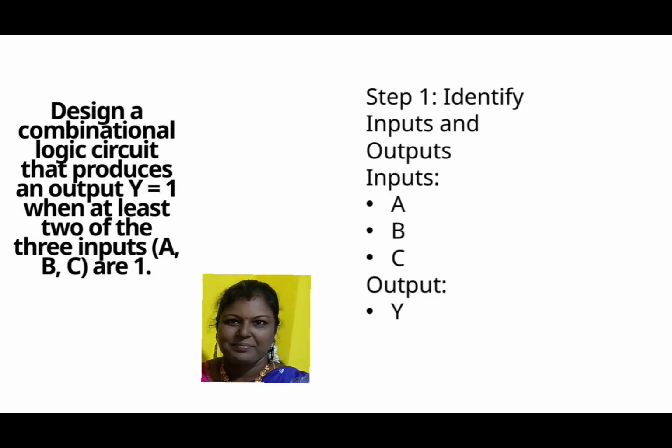Let's start by identifying the inputs and outputs for our circuit. We have 3 inputs, A, B, and C, and 1 output. Our goal is to design a combinational logic circuit where Y equals 1 whenever at least 2 of these inputs are 1. In other words, the output should turn on only if 2 or more inputs are active at the same time. This step sets the foundation for how we'll build the logic that drives our circuit.